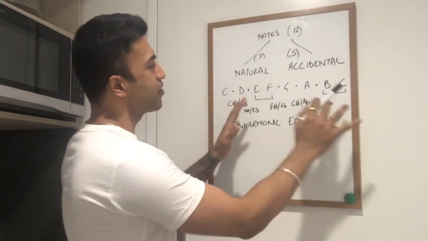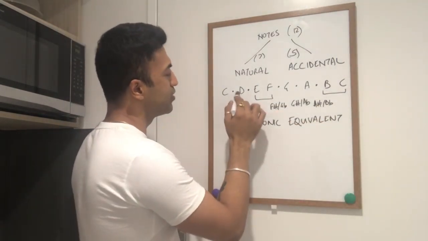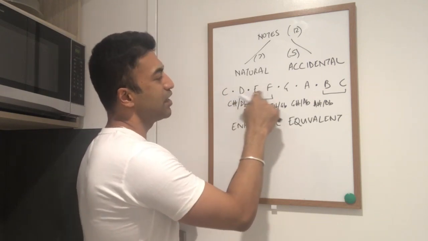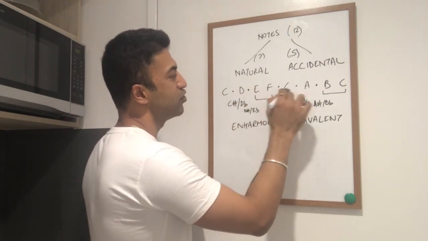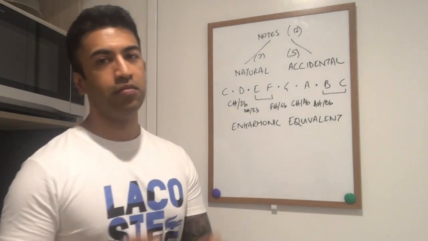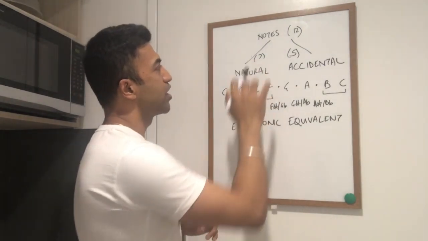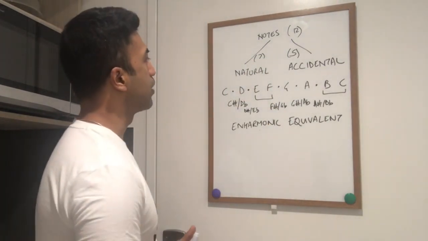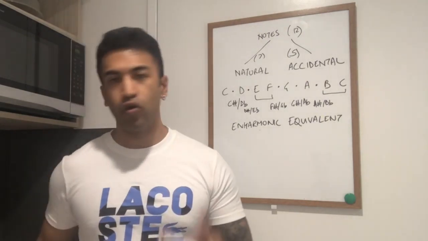So yeah, there are 5 accidentals. There's one accidental between a C and a D. There's an accidental between a D and an E. E, F, no accidental. F and G, accidental. G, A, accidental. A, B, accidental. B, C, no accidental. So essentially we've got 12 notes, and yeah, I hope that is understood.